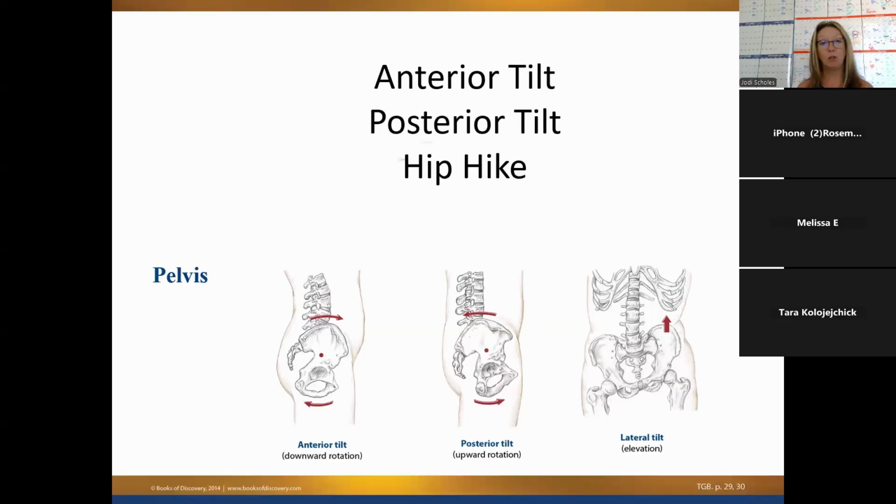Here, you are seeing 3 types of hips, 3 types of pelvises. One has an anterior tilt. The middle has a posterior tilt. And the third one has that lateral tilt, a hip hike, if you will. So what does this look like in a human?